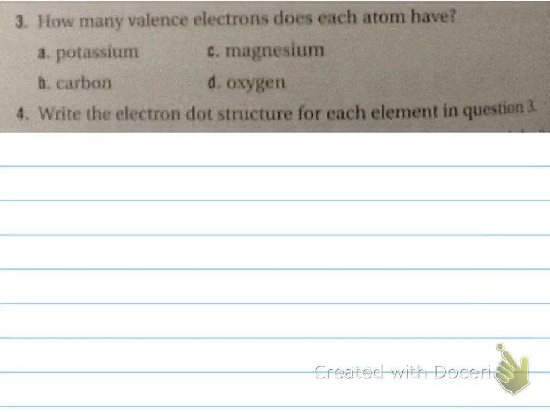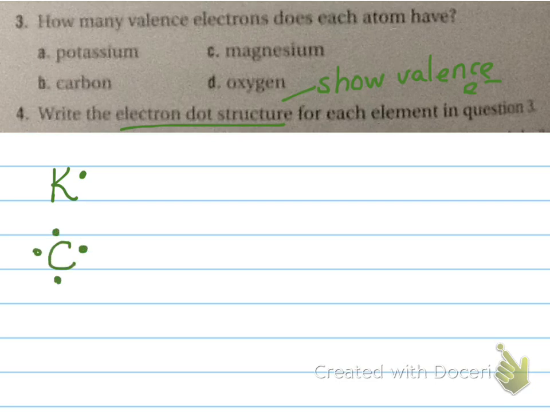Number 4, write the electron dot structure for each atom in question 3. So remember, in our electron dot structure, we just show the valence electrons. So potassium would be symbol K with just 1 dot. Carbon had 4, so it's a C with 4 dots, and we put the dots on separate sides before we start to double them up. Magnesium had 2 valence electrons, so it would have 2 dots. And oxygen had 6 valence electrons, so 1, 2, 3, 4, 5, 6. So those are the electron dot structures for those.